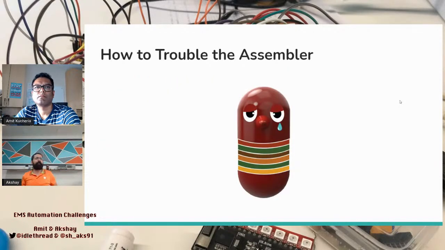Now let's go to an interesting part: how you can really trouble your assembler. You felt you had everything right. You got the right components. You got the right PCB. Now it's time to assemble. We're like, this is the easy part. Now let's look at how we really trouble our assemblers.